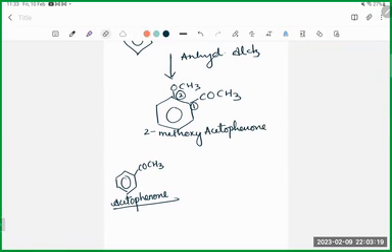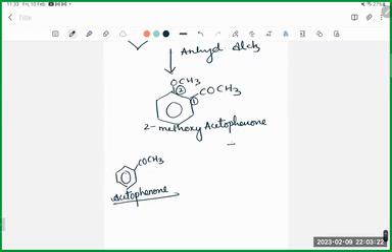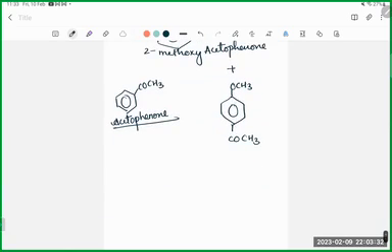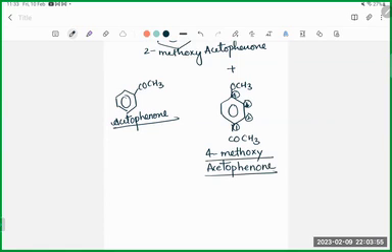And here what do you get as the next product? OCH3, and at the para place will come COCH3. So we call it 1, 2, 3 place, third place, and fourth place. We call it 4-methoxy acetophenone. Clear?